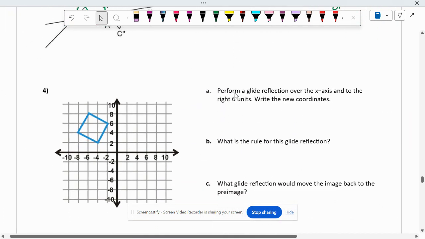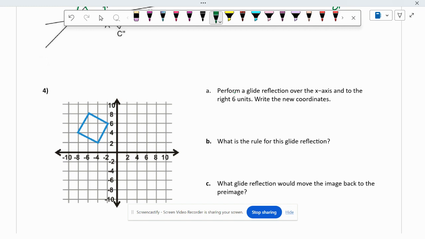Let's look at our last example. Number 4. We're going to perform a glide reflection over the x-axis and to the right 6 units. So we're going to reflect it over the x-axis and move it to the right 6 units. Okay. So what happens when we reflect over the x-axis? What's changing? Like this point right here gets reflected and it goes down here. What changed?